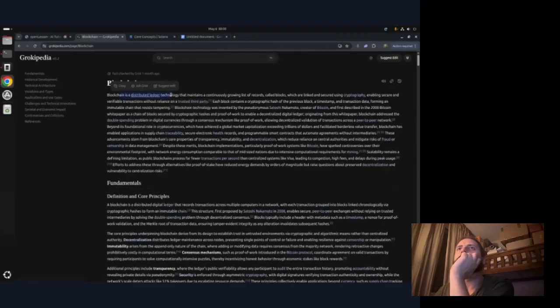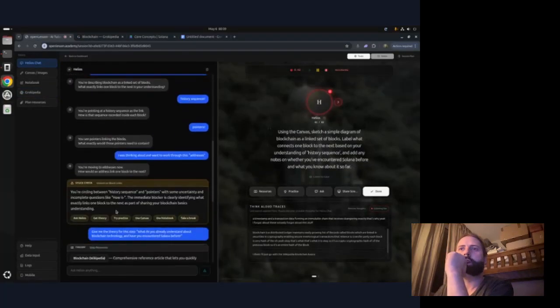A blockchain is a distributed ledger that maintains a continuously growing list of records called blocks, which are linked and secured using cryptography, enabling secure and verifiable transactions that do not rely on a trusted party. Each block contains a cryptographic hash of the previous block. Oh yeah, okay, that's what it is. So it's an entire hash of the block, a timestamp, and transaction data, forming an immutable chain that resists tampering. Exactly, that's why. Yeah, I actually forgot about this stuff.